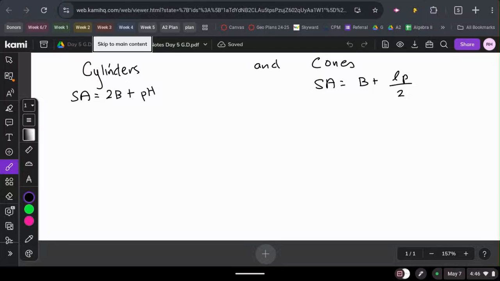So cylinders and cones, when we're finding the surface area of those, we're still using the same formulas, but a cylinder and cone actually have their own special equations. So we've got this cylinder here, which has a height of capital H, so that's still the same, and then the radius. And to find the surface area of this, we need to know two things: the area of the base and the perimeter.